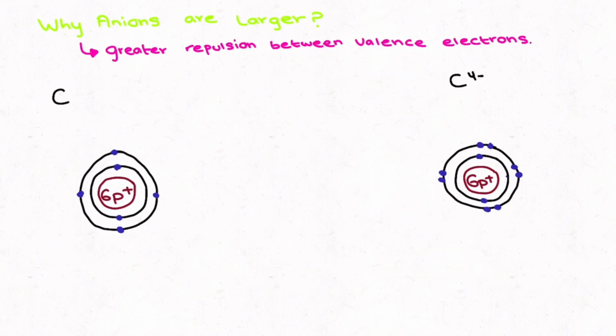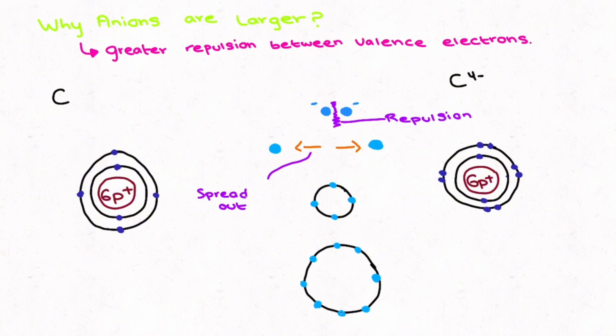Why are anions larger? This is because the extra electron in the anion results in a greater repulsion between the valence electrons. As you can see, I've picked carbon for this example, and we have a normal carbon atom on the left, and we have carbon with a 4- charge on the right. Over here, you can see that carbon has 4 more electrons. Therefore, we can assume it's going to be larger because electrons don't really like each other. They kind of want to repel and they want to spread out, right?